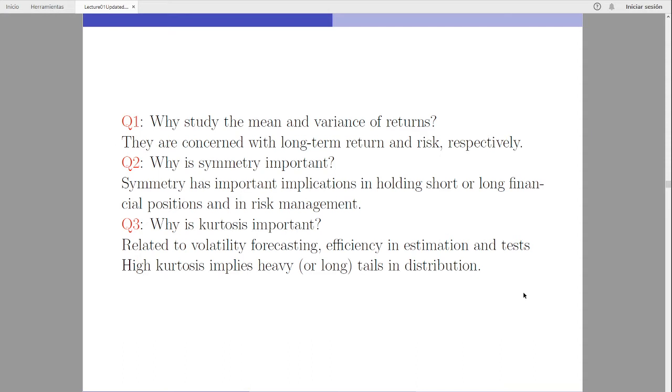And finally, why is kurtosis important? Well, kurtosis or fat tails is related to volatility, is related to efficiency.